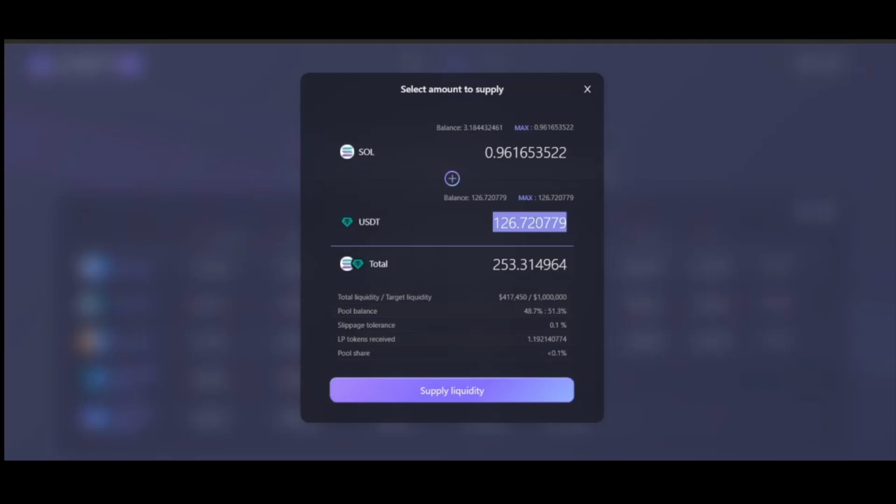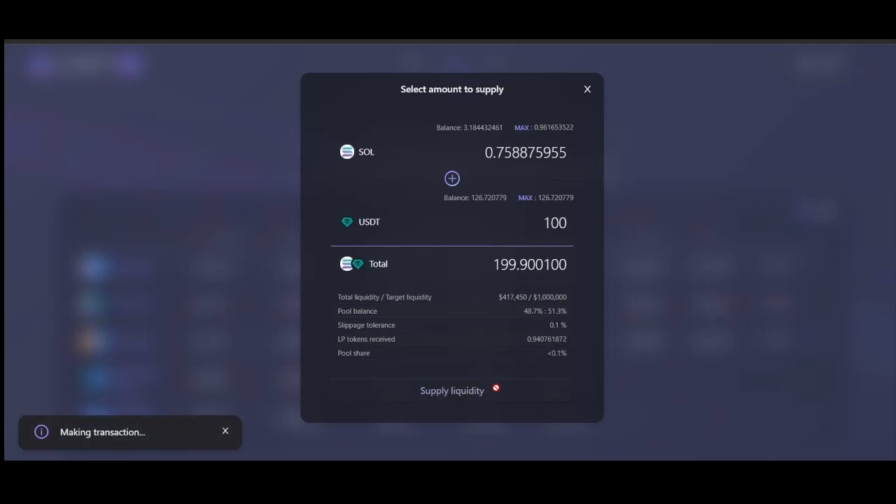All right, so let's say I want to deposit 100 USDT. And just to run through these numbers, we've already covered total liquidity and target liquidity and the pool balance. We choose our slippage tolerance earlier in the settings. It shows you the number of LP tokens you will receive. And finally, it shows you the pool share, the percent of the pool that you will own after supplying this liquidity. All right, so let's click on supply the liquidity, and it says that it's making the transaction. In the right over here, I'm approving the transaction in my Phantom wallet.